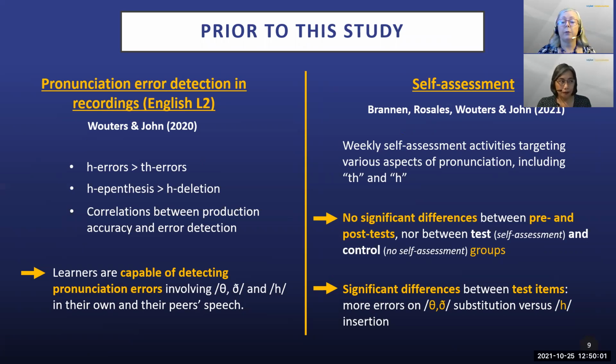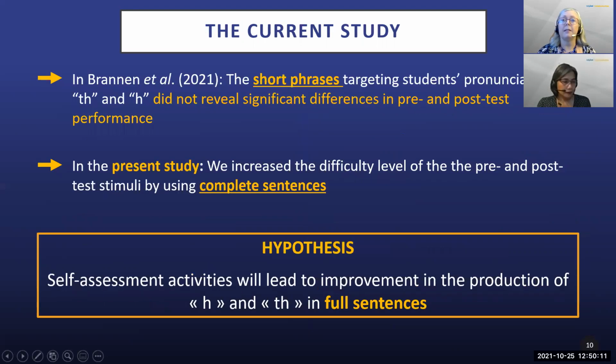So in the study that we're reporting on today, we extend this research by examining performance in longer sentences. Because the phrase data didn't show significant differences, we thought that this may have been because these short phrases were quite easy to pronounce, especially for the advanced learners. Maybe even affording both test and control groups time to use metalinguistic knowledge in their production. So perhaps if we challenged them with a more difficult task, we could see improvement afforded by the self-assessment tasks.